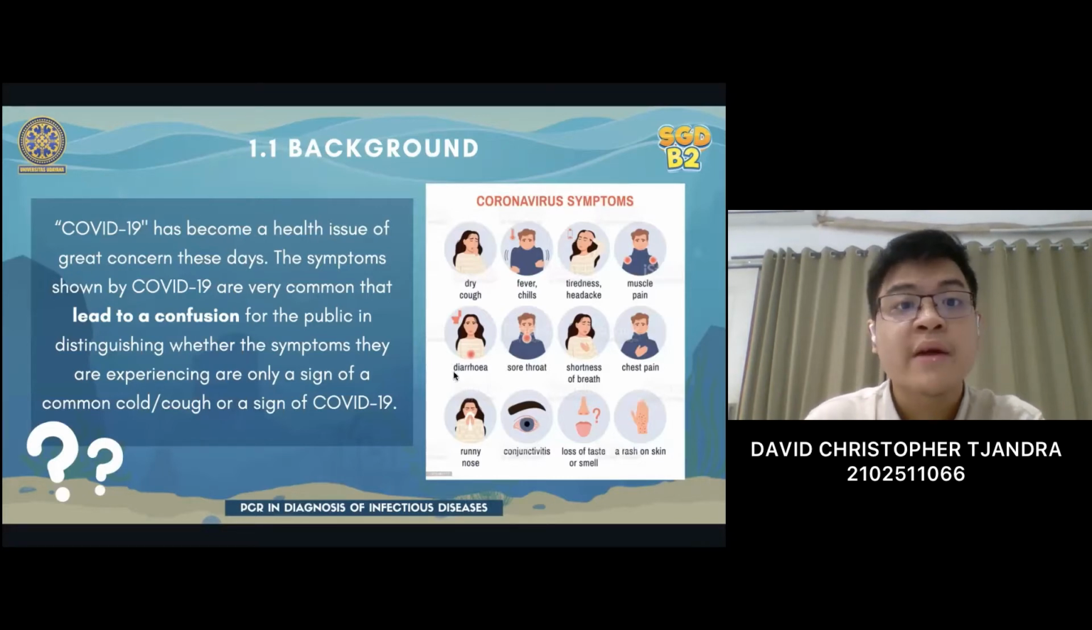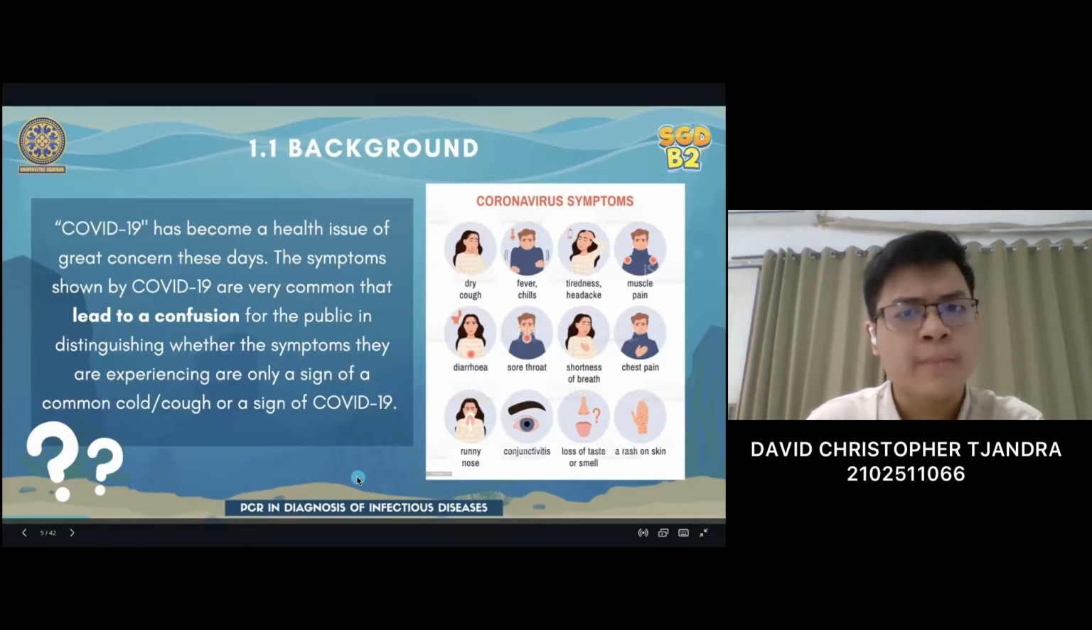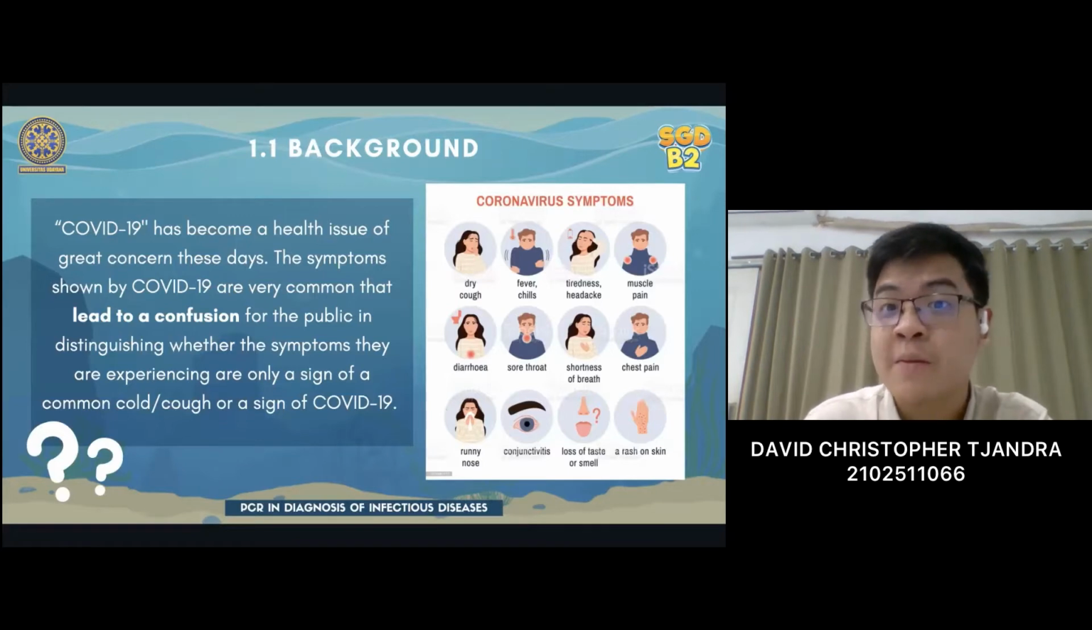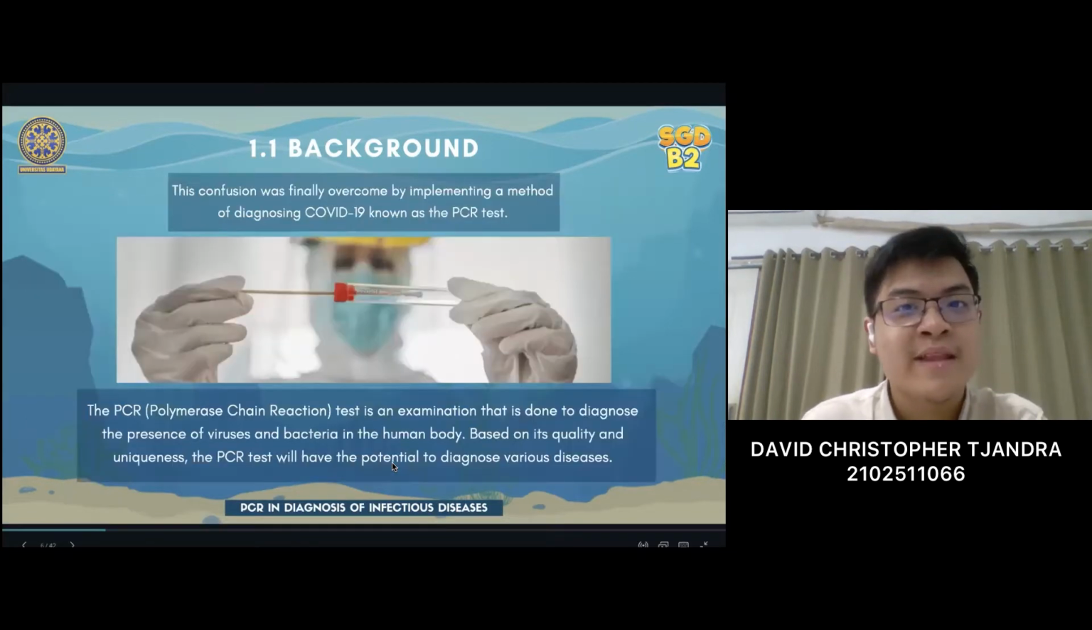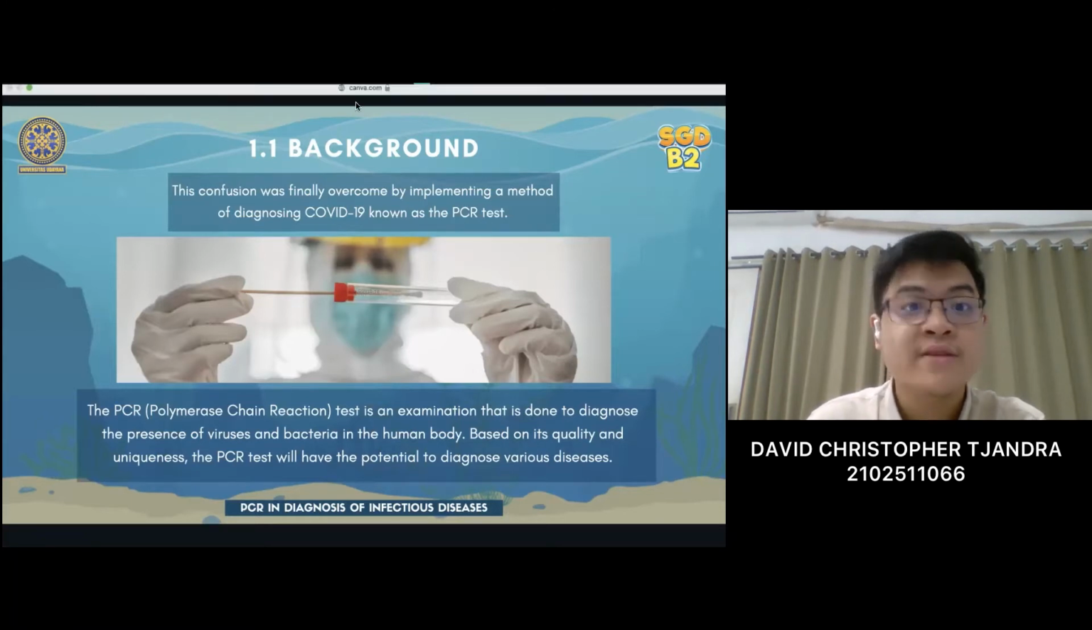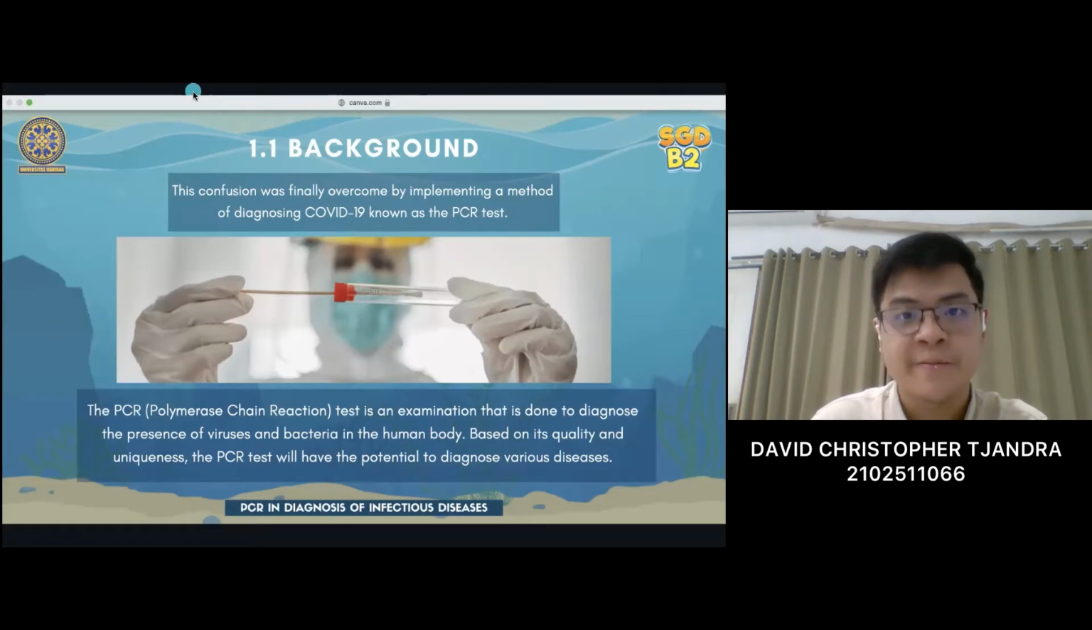These symptoms are very common, which leads to confusion for the public in distinguishing whether their symptoms are only a sign of a common cold or cough or a real sign of COVID-19. This confusion was finally overcome by implementing a method of diagnosing COVID-19 known as the PCR test. The PCR, or polymerase chain reaction test, is an examination that is done to diagnose the presence of viruses and bacteria in the human body.